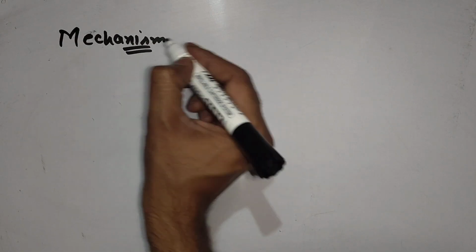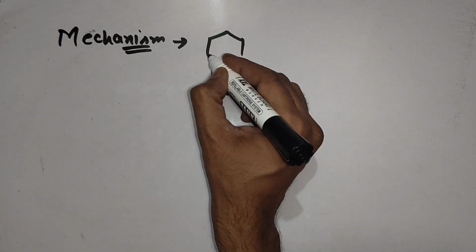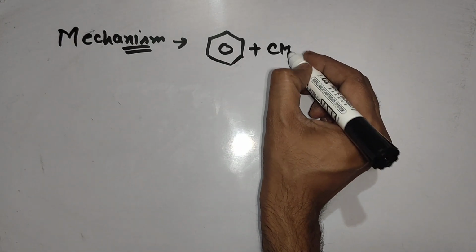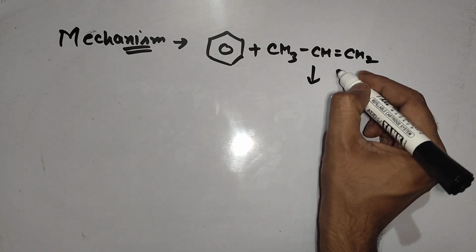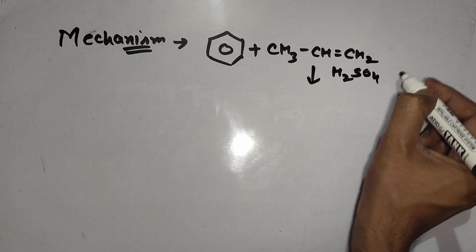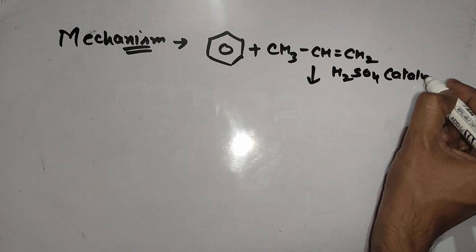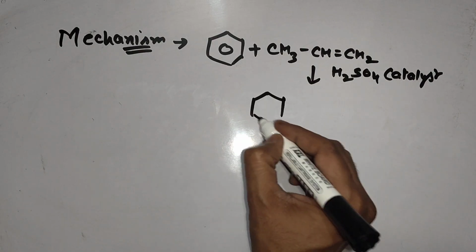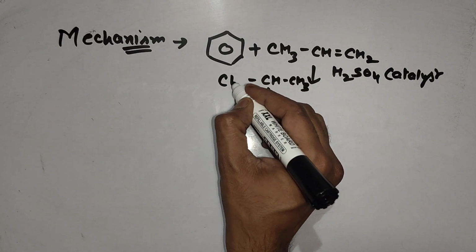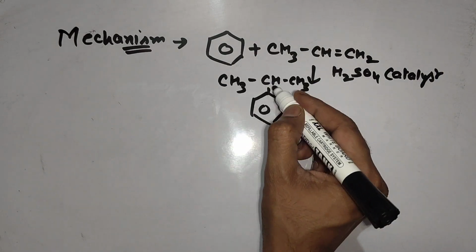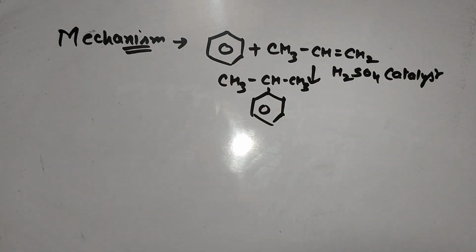Mechanism of the first step. What was the first step? In which the benzene ring was reacting with propene in the presence of sulfuric acid as a catalyst. Phosphoric acid you can also use, which was creating cumene. CH3, CH3, the central carbon is connected with benzene. Let's understand its mechanism.